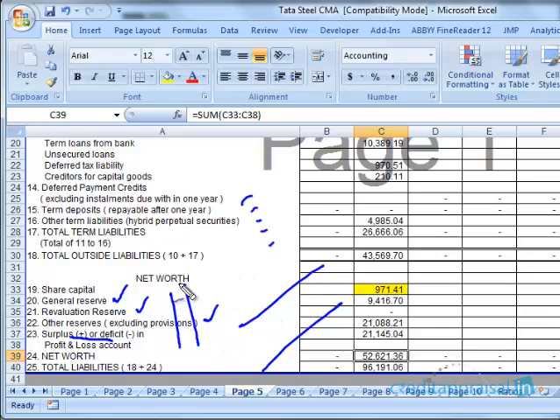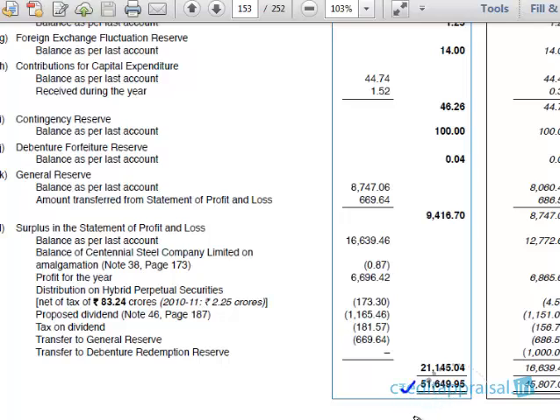From that, what we'll do is we'll take general reserve, we'll take revaluation reserve if there is any, we'll take surplus in P&L account, and that balance we will dump it under other reserves. So this is the 51,649 crores of reserves and surplus. So let us see what are the individual items.